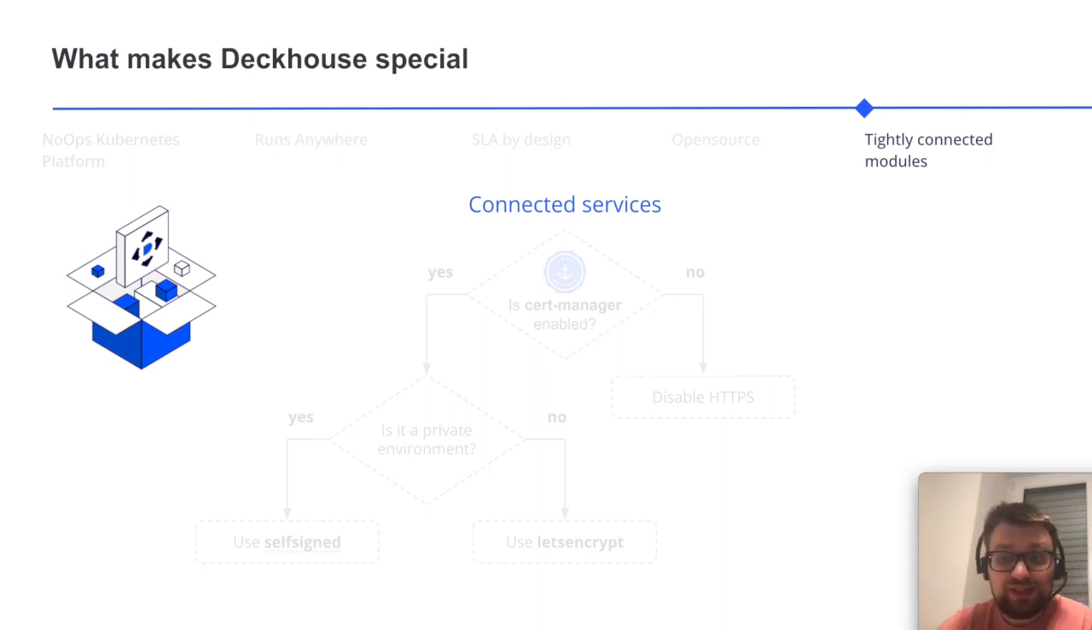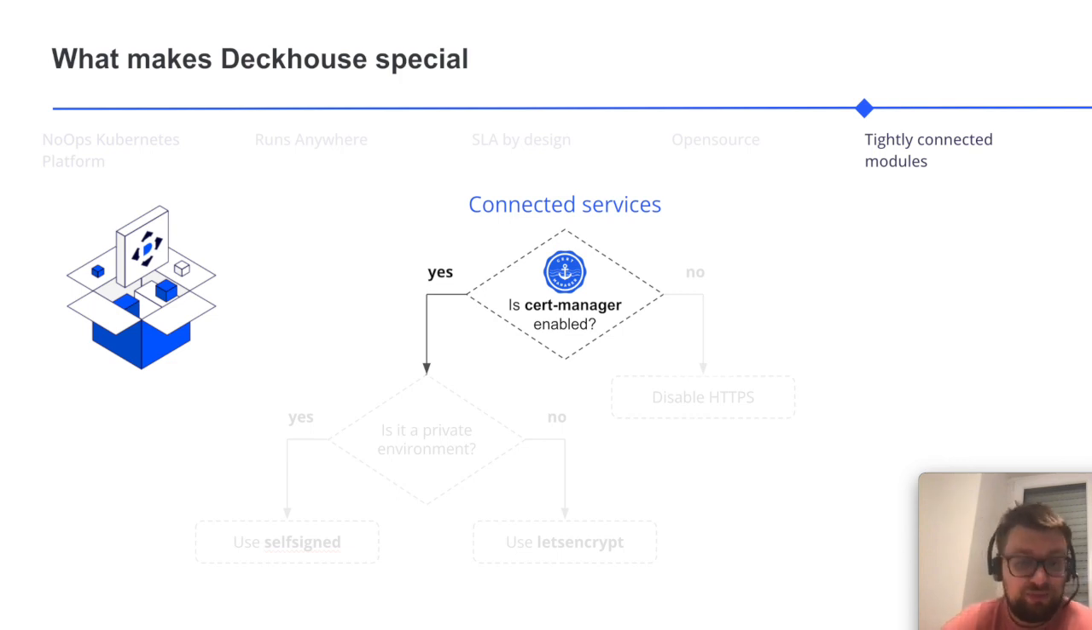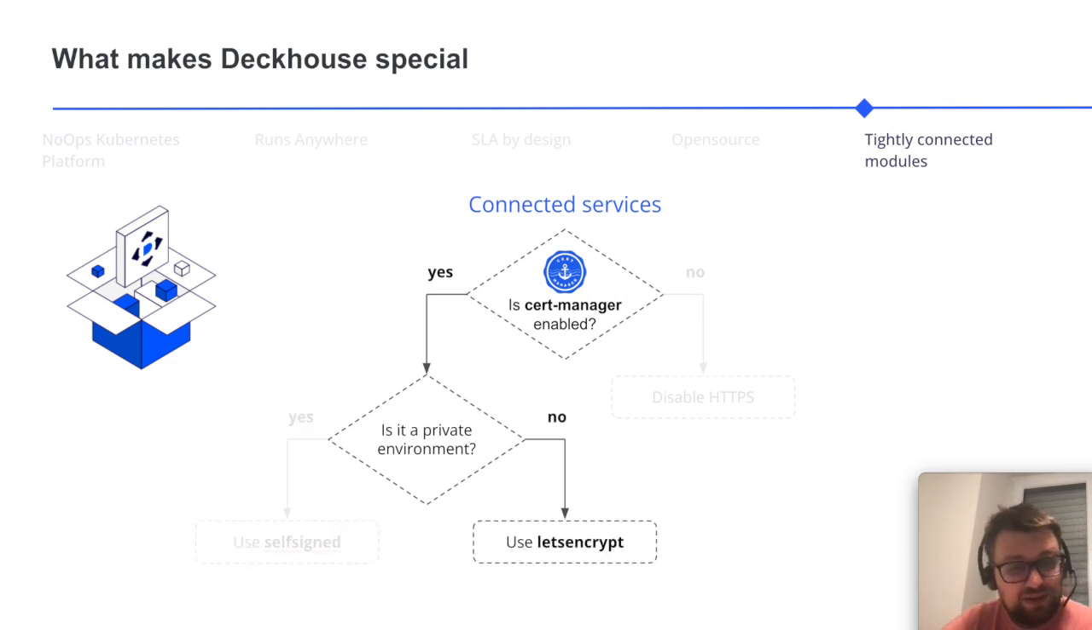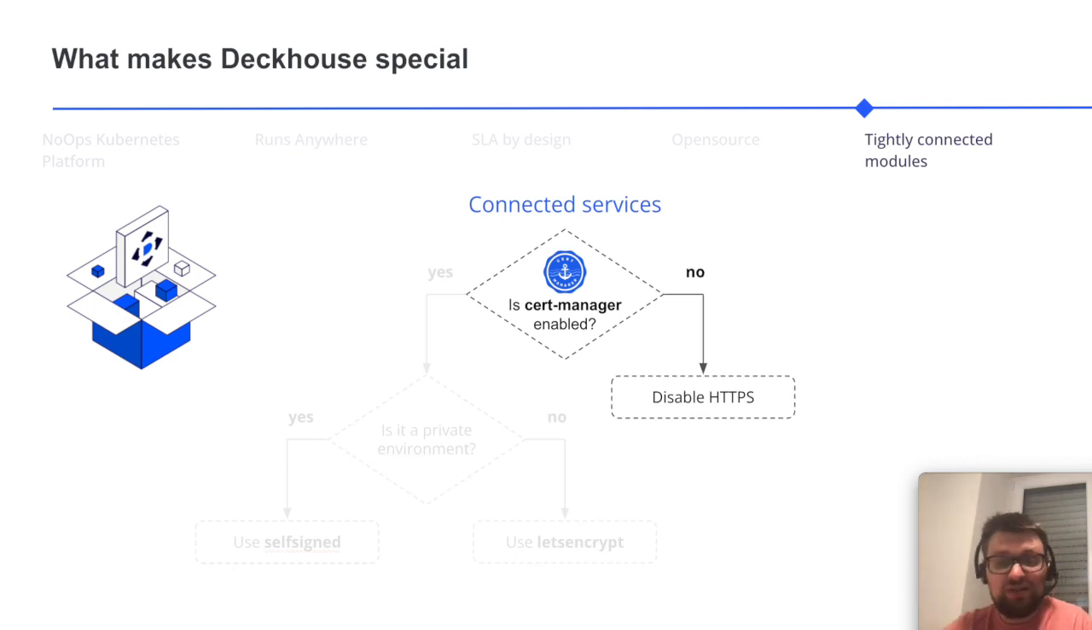So in Deckhouse, there is logic on how to configure all modules globally. For example, if cert-manager is enabled in Deckhouse, we need also to check, is this a private environment or not? So if cert-manager is enabled and there is a private environment, we try to use self-signed certificates for all the Deckhouse modules. If the environment is not private, we will try to use Let's Encrypt certificates. If cert-manager is disabled, that's not a problem. We can disable HTTPS, so only HTTP will be available in the cluster.